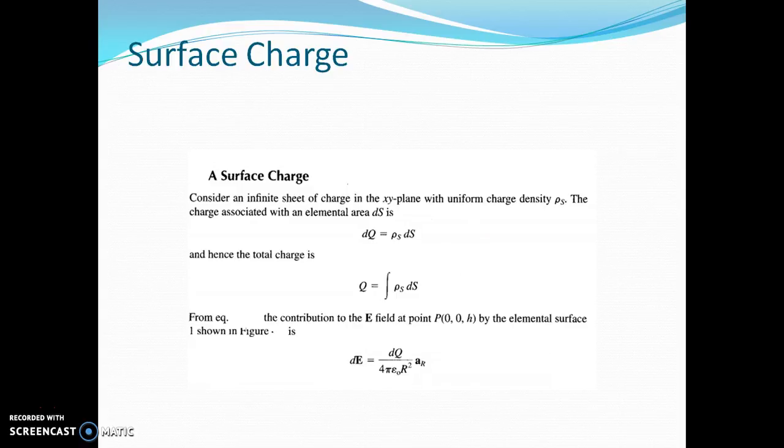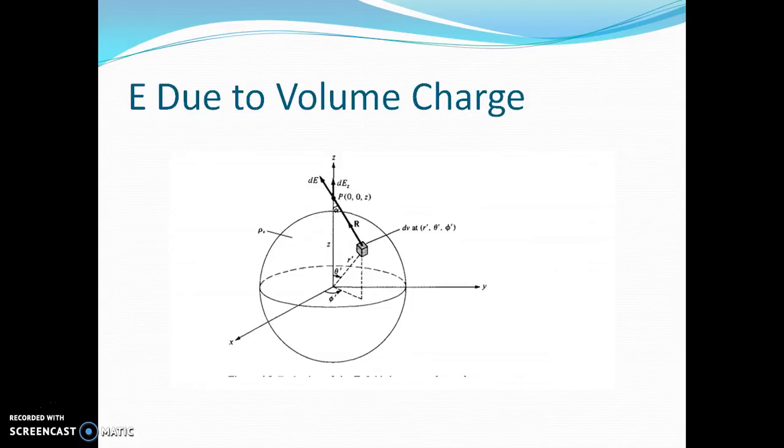Surface charge. For surface charge, dq is equal to rho s ds, Q is equal to integral of rho s ds, and dE is equal to dq by 4 pi epsilon naught r squared ar. E due to volume charge can be obtained by taking reference from the following diagram.